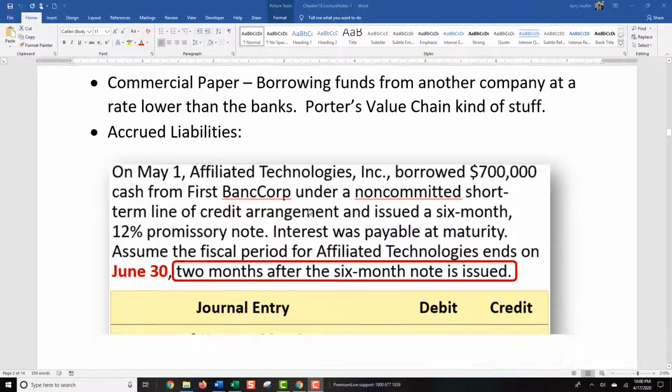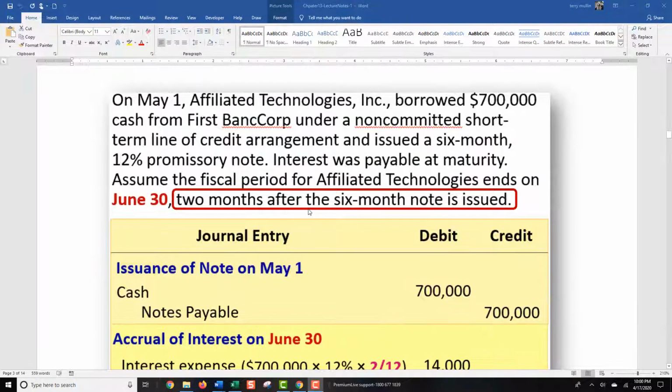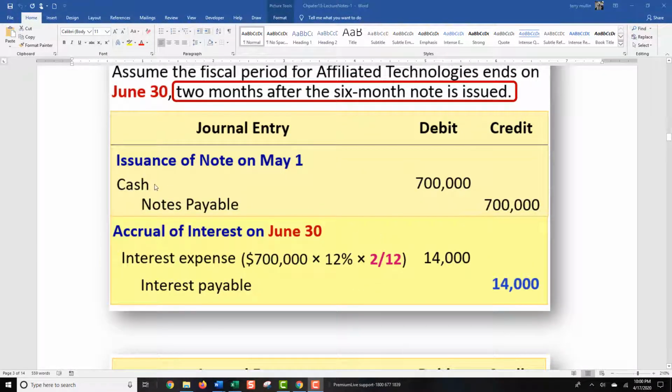Let's skip commercial paper here. On May 1st, they borrowed $700,000 from Bank Corp under a non-committed short-term credit line and issued a 6-month note. Interest was payable at maturity, but assume this time that the fiscal year ends on June 30th, 2 months after the 6-month note is issued. So they're going to issue the note, right?